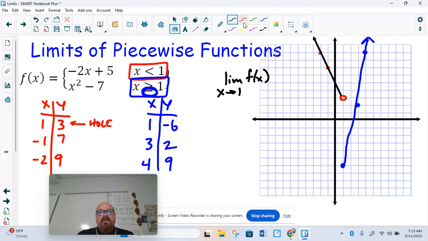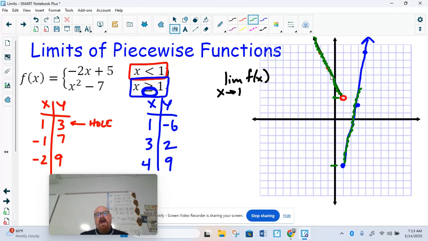Okay, so for the 12th time, the limit as x approaches 1 of this function. Well, let's talk about it. Let's talk about the two-sided limits here. As we approach 1 from the left side of this function, the output of that would be 3. As we approach 1 from the right side of this function, that would be -6.